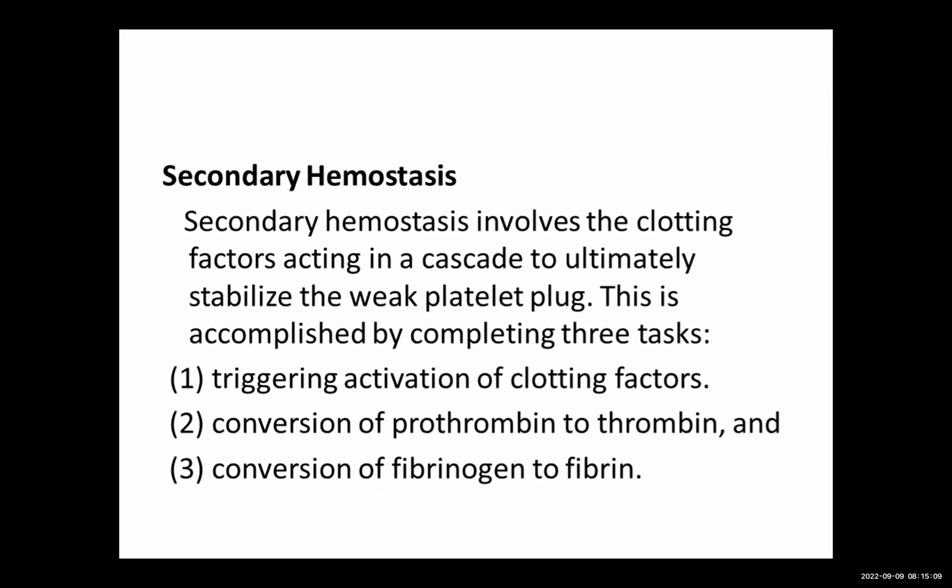Now we come to secondary hemostasis. Secondary hemostasis involves the clotting factors acting in a cascade to ultimately stabilize the weak platelet plug. This weak platelet plug is already formed in the primary hemostasis phase. For proper hemostasis, this secondary hemostasis procedure is necessary, which will stabilize this clot or platelet plug. This is accomplished by completing 3 tasks. Number 1 is triggering the activation of clotting factors or coagulation factors. Second is conversion of prothrombin to thrombin. And finally, the conversion of fibrinogen to fibrin.